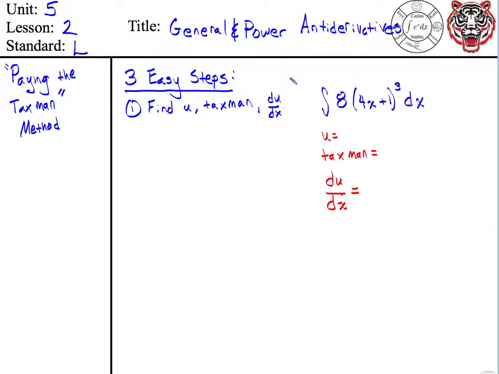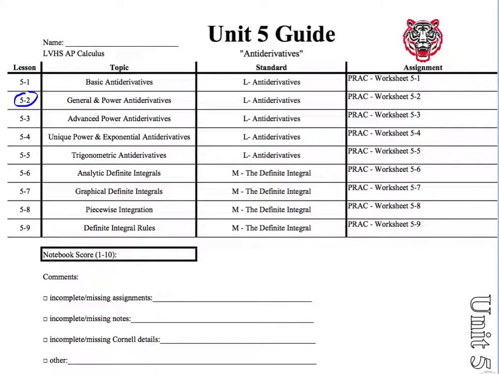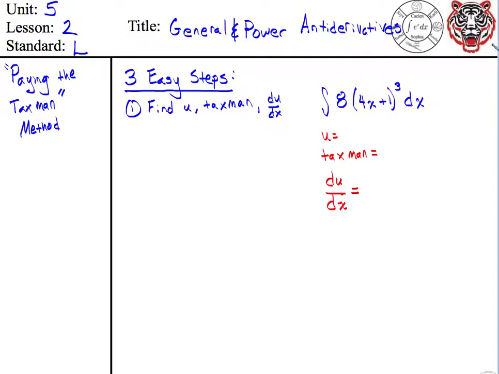All right, this is going to be AP Calculus. We are in lesson 5-2, Standard L. What is Standard L, ladies? Antiderivatives. There it is, antiderivatives. That means we're talking about general and power antiderivatives today, and this is something that John calls paying the taxman method, Mr. Wynn.